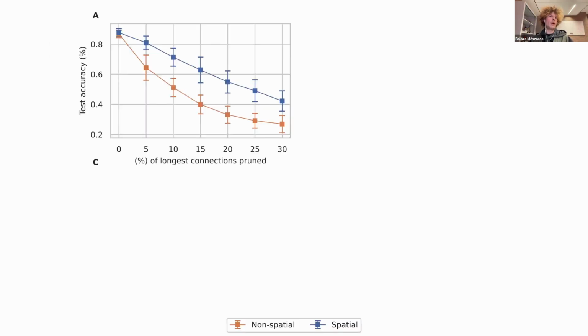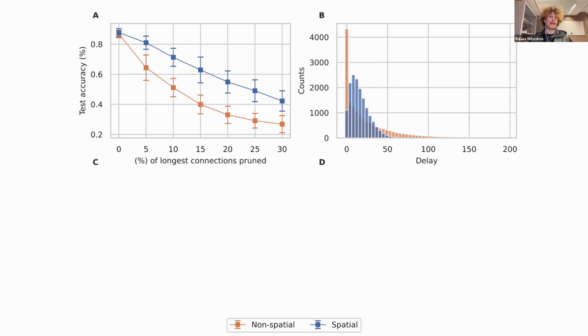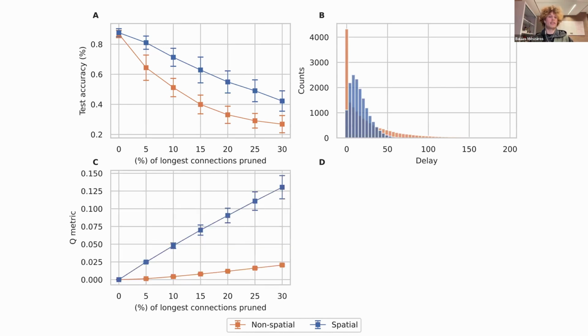But if we instead do this pruning based on the delay length, then we see that the performance in the non-spatial network breaks down much faster than it does in the spatial network. And maybe looking at the learned delay matrices shows why this is the case. With the position learning or the spatially embedded networks, these delays are concentrated in this lower range of values. And in the non-spatial network, it is more like a long-tail distribution with loads of values at 0. And we also measured the modularity and small worldness on these as well.